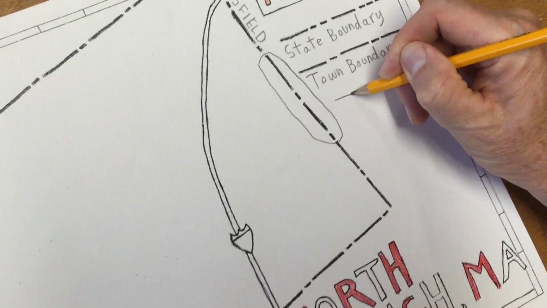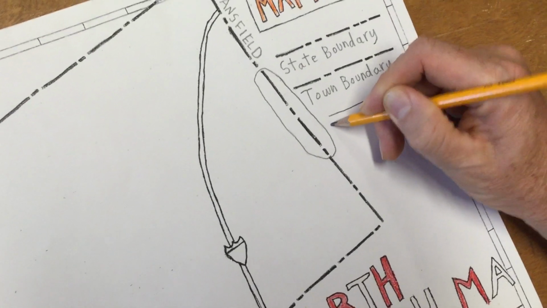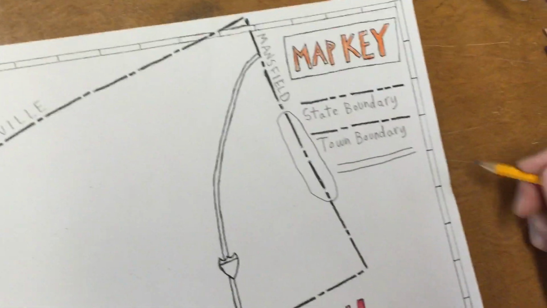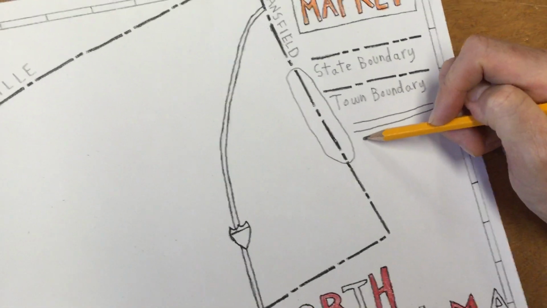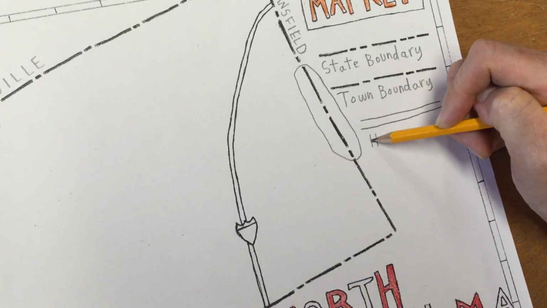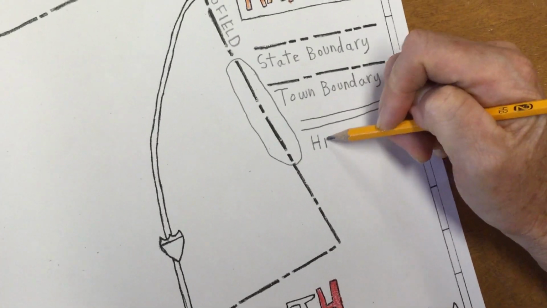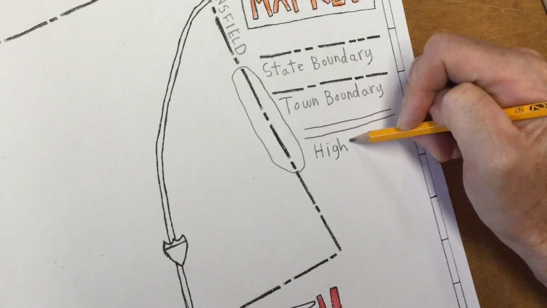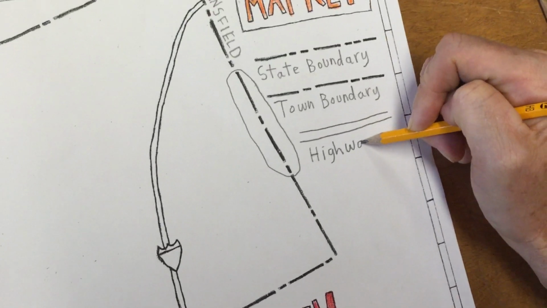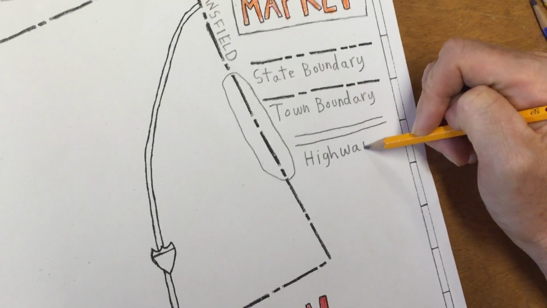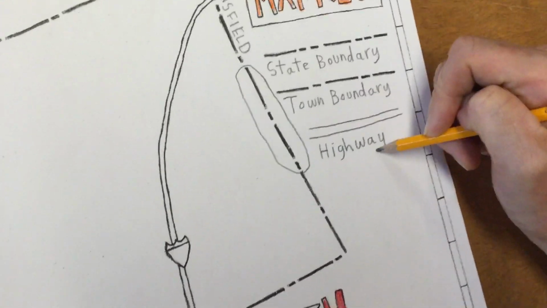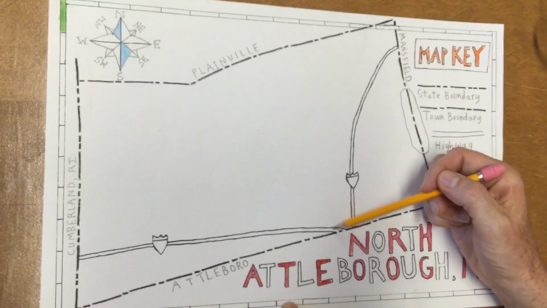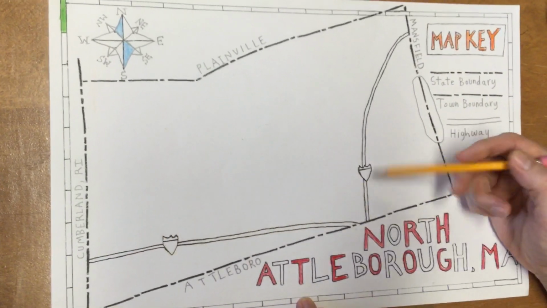Let me just draw that in the map key. Go ahead and draw a double line like this on your map key. And underneath that we can write, it's a type of road, and it's the largest type of road that we have, and it's called a highway. There are actually two interstate highways that run through your town. One goes kind of north to south, and the other goes east to west.